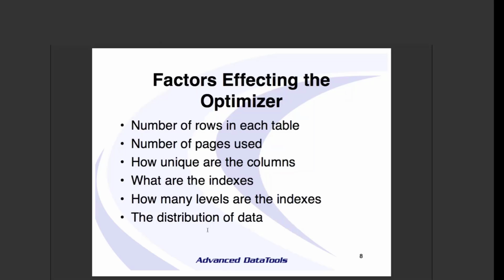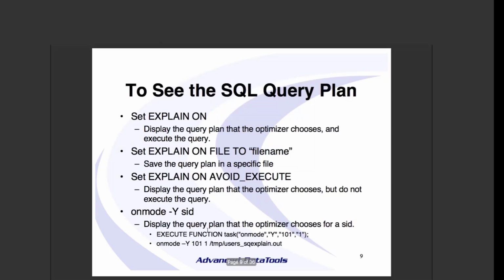And then the last factor that affects the optimizer is the distribution of data. And this is when you update stats with medium or high, you collect data distributions. And that plays a big role in what the optimizer does. So it takes all this information, turns it around, and says, okay, best way to access data.